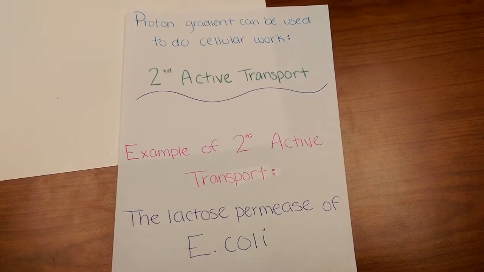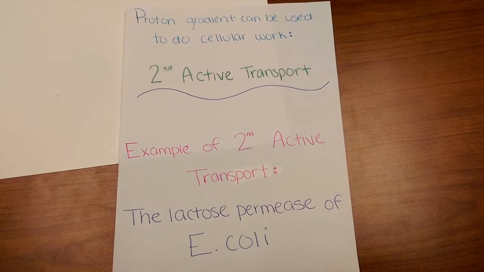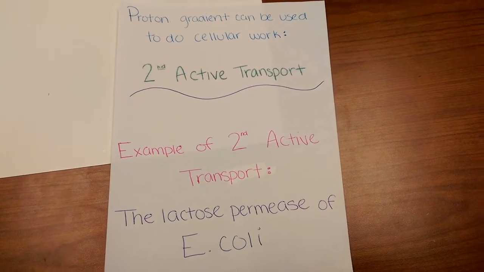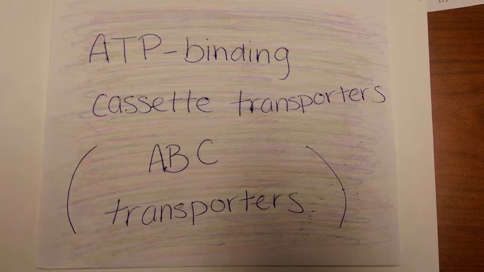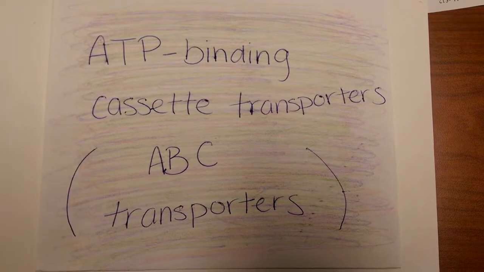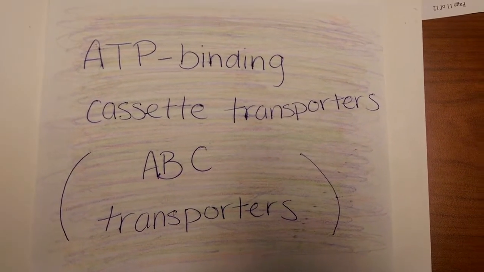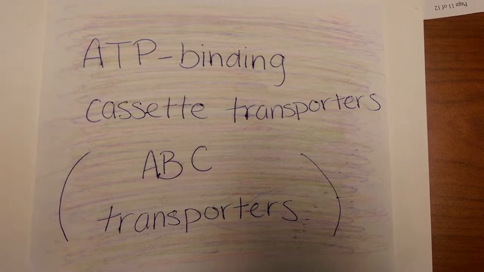The lactose permease of E. coli is a well-studied secondary active transporter. A single proton transports a lactose molecule inward as a proton simultaneously enters the cell. This is an example of a symport.